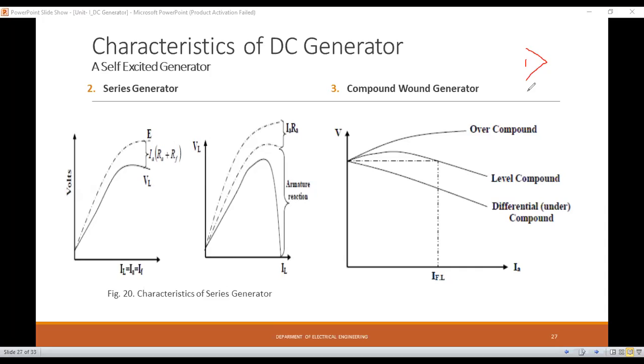Now here we are discussing the characteristics of the cumulatively compounded generator, because the differentially compounded generator is rarely used. The cumulatively compounded generator is mostly used, having a high starting torque, so it is preferred for some applications.